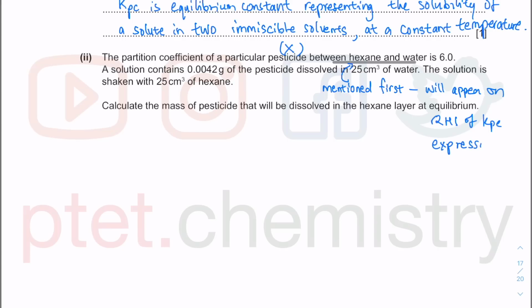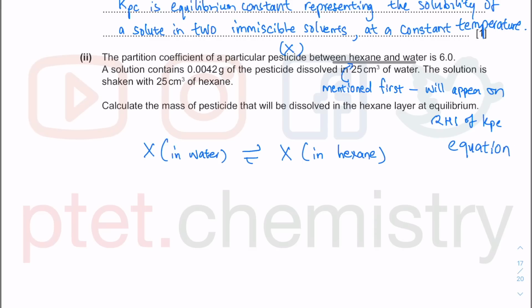I'm not talking about equation, I'm talking about expression, in the sense that I will have X in water, and then this is in equilibrium with X in hexane. This is what I meant by, because that is mentioned first, I'll put the X in hexane on the right side, and because it appears on the right side of the expression, maybe I should use equation. Because it appears on the right side of the equation, I will put it on top of my Kpc expression.